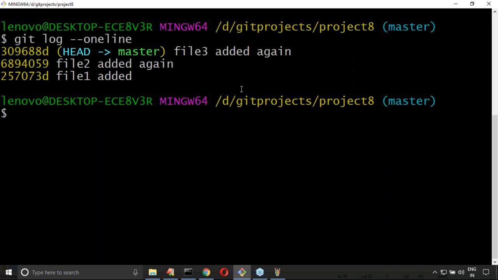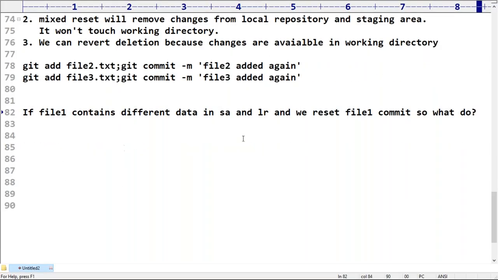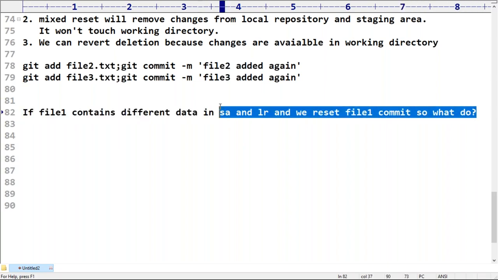All the people are now in a position to understand how the reset command is going to work at repository level, but only one option we covered: reset with mixed, or mixed reset. Now Nirmal is asking one small question. If file1 contains different data in the staging area and the local repository, and we reset the file1 commit, what to do?